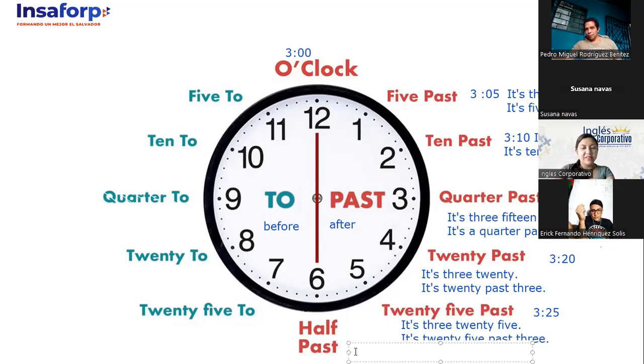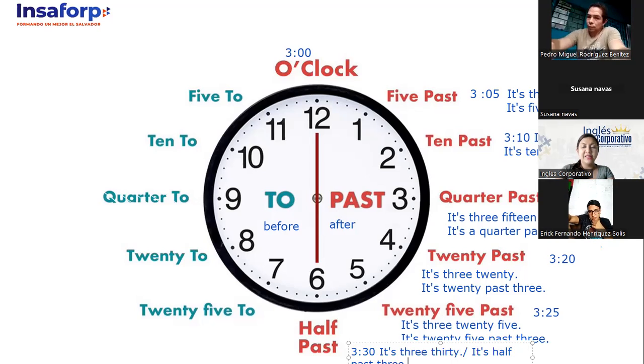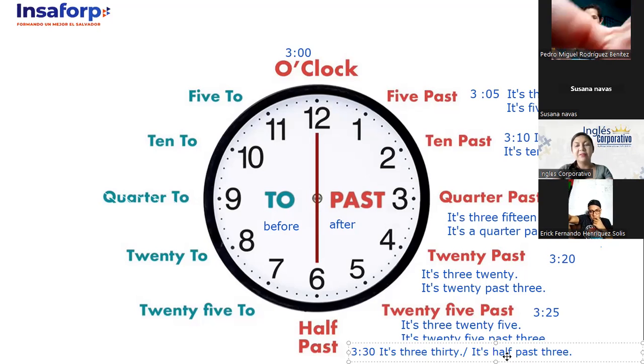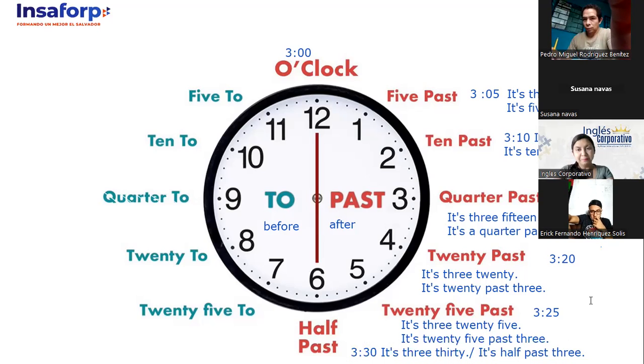Now we have it's 3:30. En este caso serían las 3:30. How can I say it? It's 3:30, or it's half past 3. De esas dos formas puedo decir las 3:30. Okay? Bien. Do you have any questions so far? ¿Alguna pregunta hasta aquí?